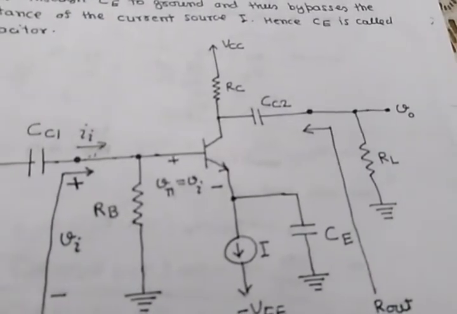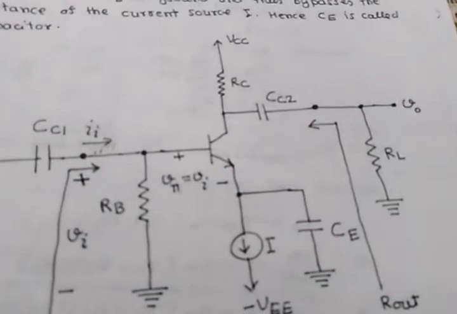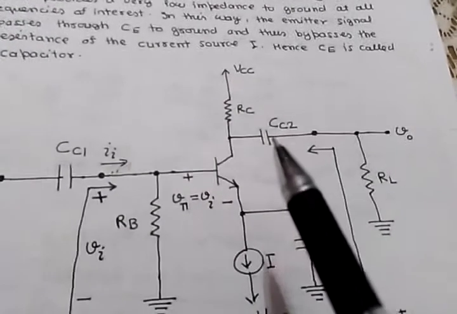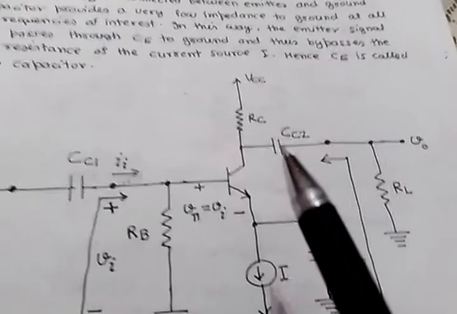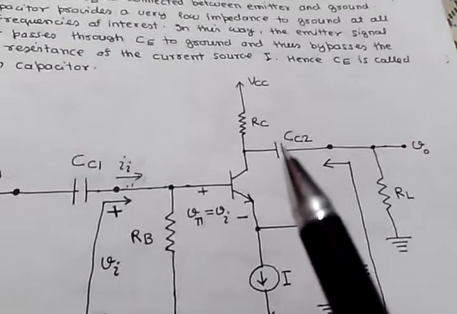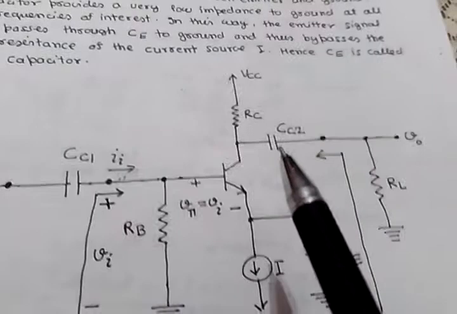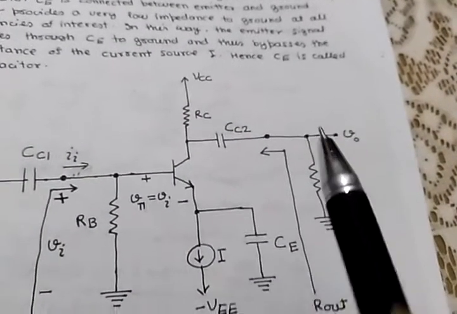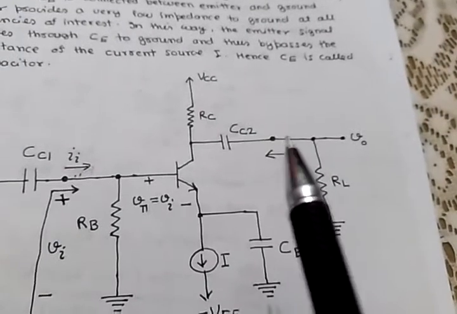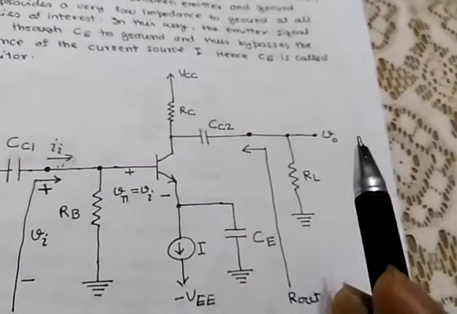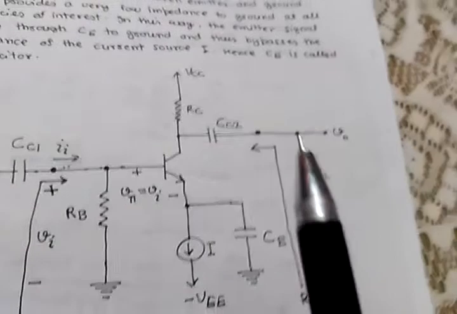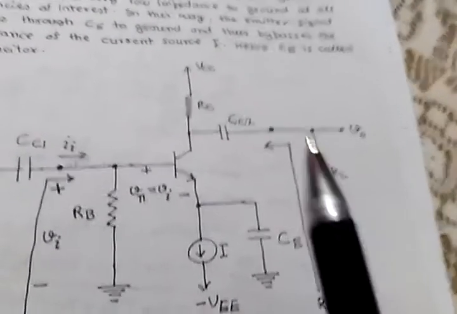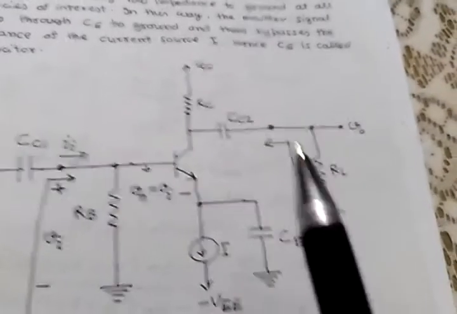In the amplification process, generally we use more than one stage. Here coupling capacitor CC2 prevents the DC voltage present at the output from reaching the next stage of the amplifier. If this DC voltage reaches the next stage, then it will disturb the biasing condition of the next stage. It will shift the operating point of the next stage.